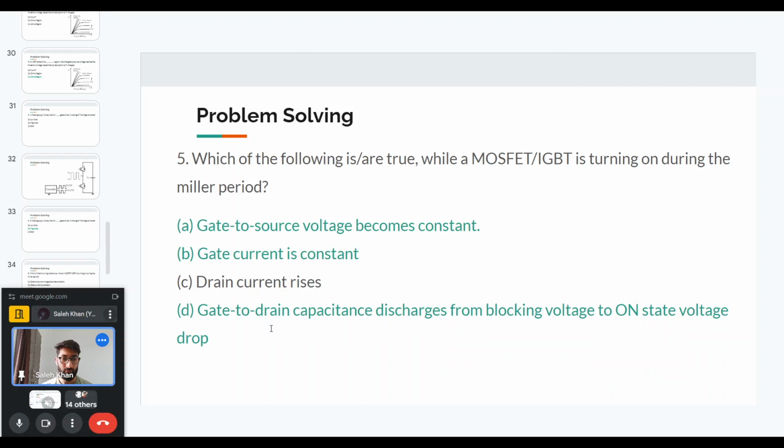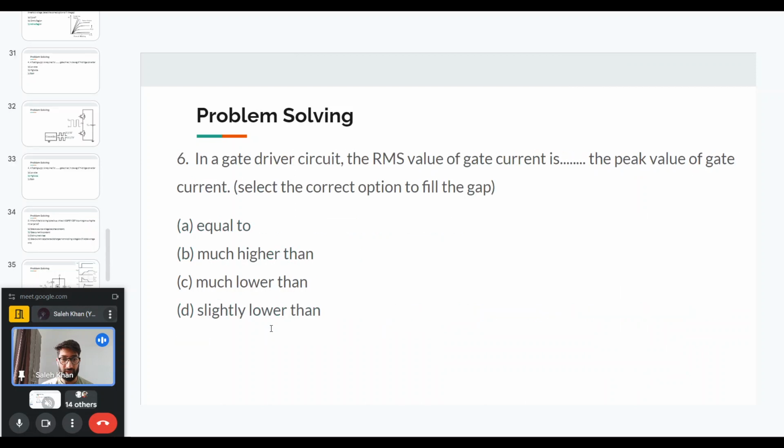And the next problem is: in a gate driver circuit, the RMS value of the gate current is dash with respect to the peak value of the gate current. So is the RMS value of the gate current equal to the peak value? Is it much higher than the peak value, much lower than the peak value, or slightly lower than the peak value?